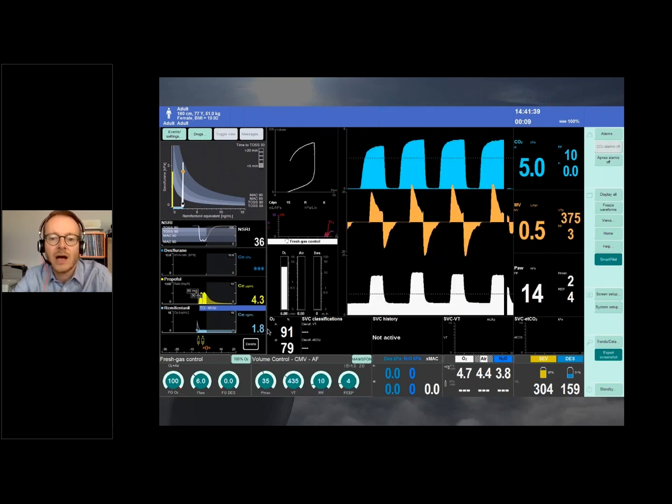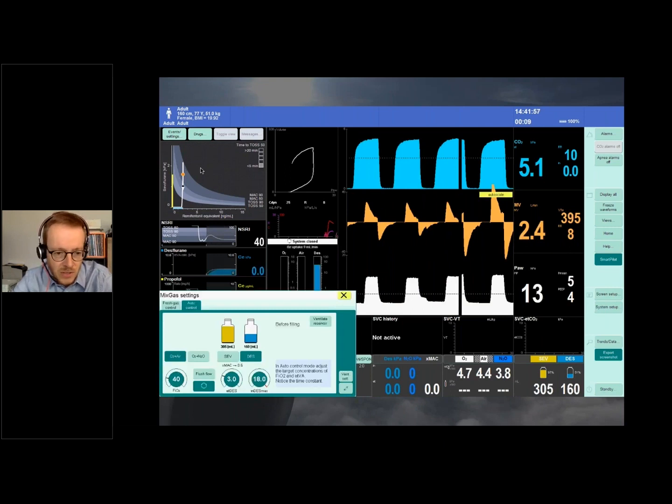This is immediately after intubation. So you can see here that right now we are below the MAC 90 isobol. But this lady, you cannot see it on this slide, had a BIS number of only 35. So this was enough for her.